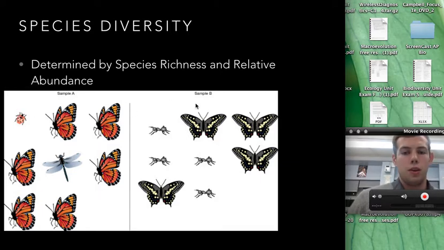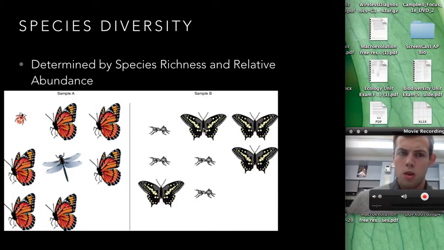So sample B wins in relative abundance because it has a greater number of individuals for each of the species that it has. Sample A is a little bit lopsided, it's not very diverse, it's not going to be very stable. So species richness and relative abundance determine how diverse your community or ecosystem is going to be. If we want to make these more diverse, to increase the stability, for sample A, I would increase the number of ladybugs and dragonflies. For sample B, I would probably have another species in there to help balance it out.